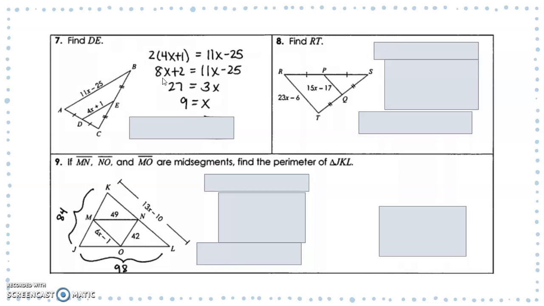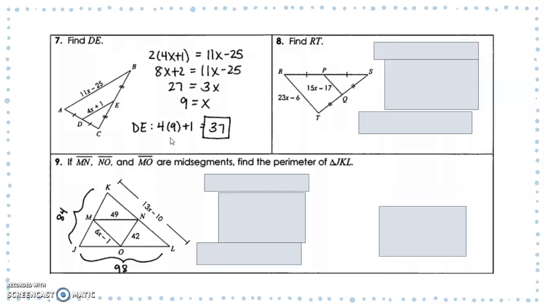To get the full length of DE, I'm going to take x equals 9 and plug that into 4x plus 1. So 4 times 9 is 36, plus 1 gives me DE is a length of 37.